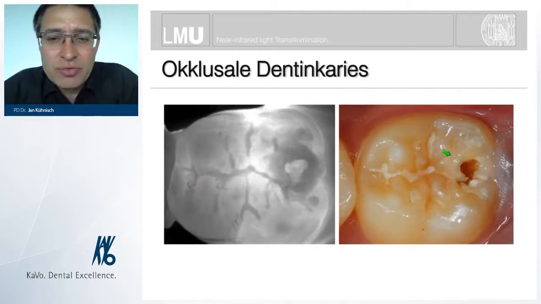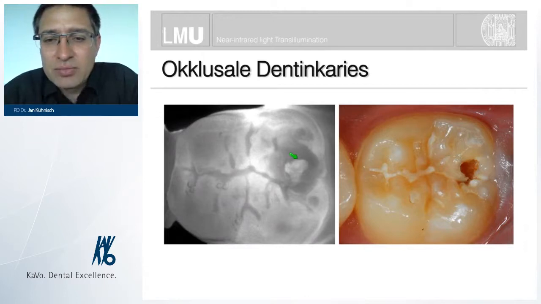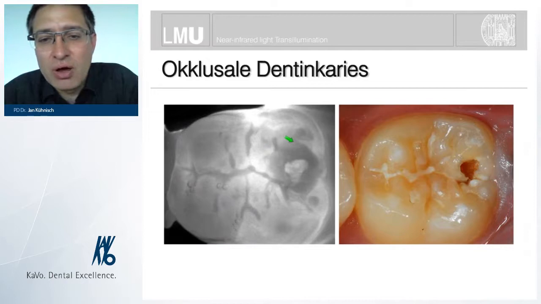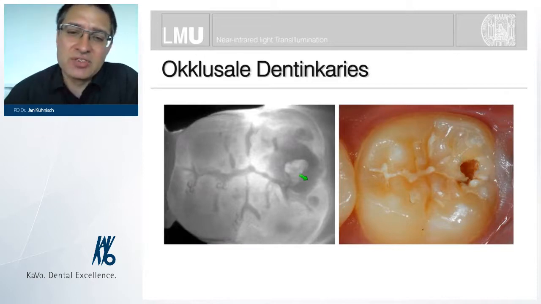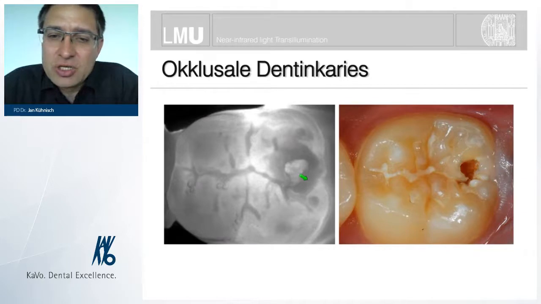Another case from the occlusal perspective. Here we have a small cavity. This is definitely visible. What is interesting to see is the shadow around where we have a less translucent dentine, and it gives us an indication of how far progressed this caries lesion is on the occlusal side.